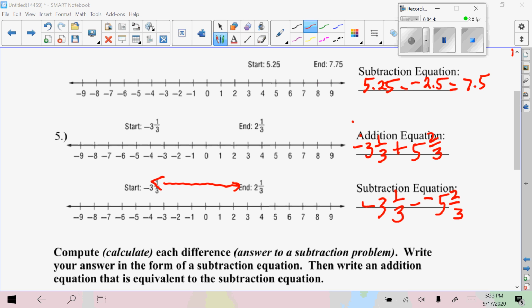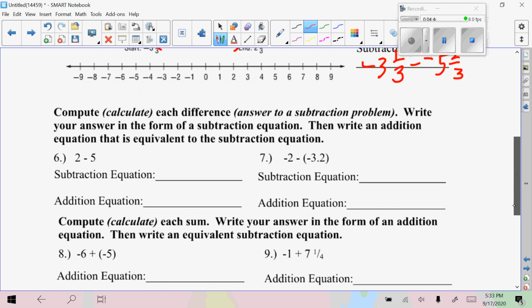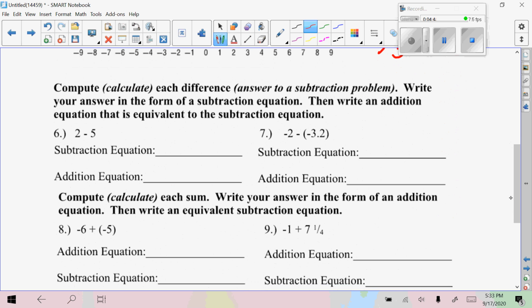And there's the addition equation you should have got for that one. Okay, so in this one we're going to calculate each difference, the answer to the subtraction problem, and we're going to write the answer in the form of a subtraction equation, then write an addition equation that is equivalent.